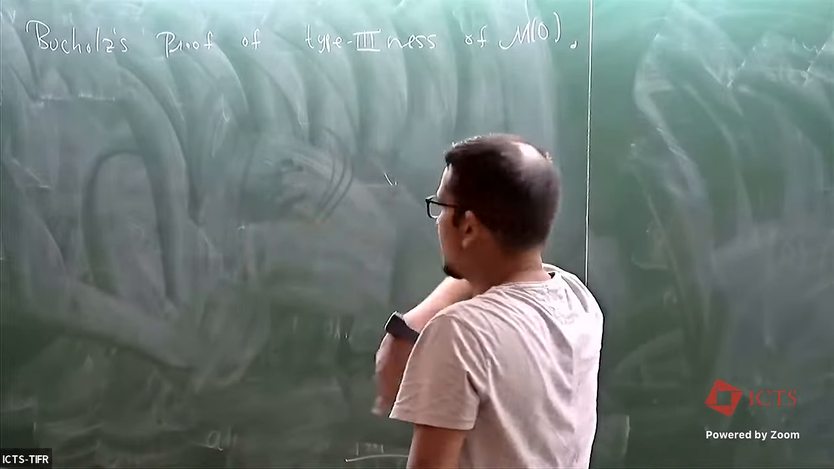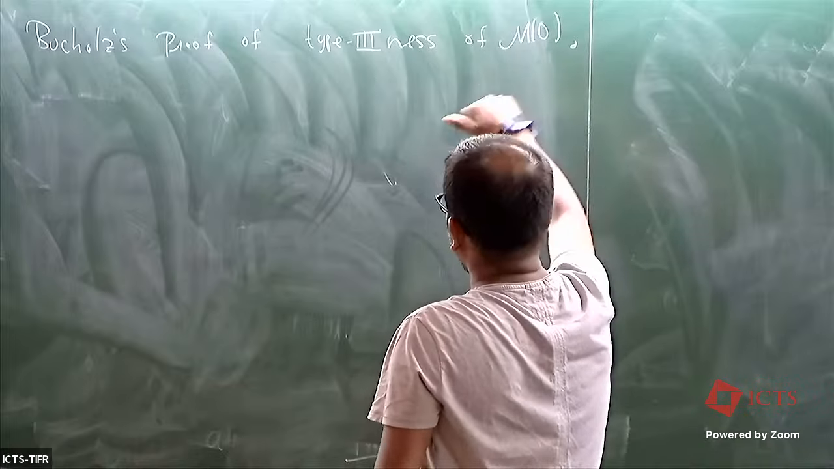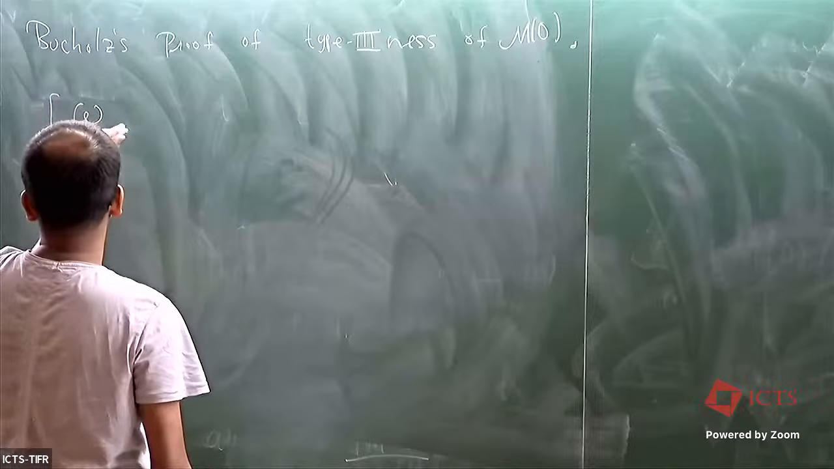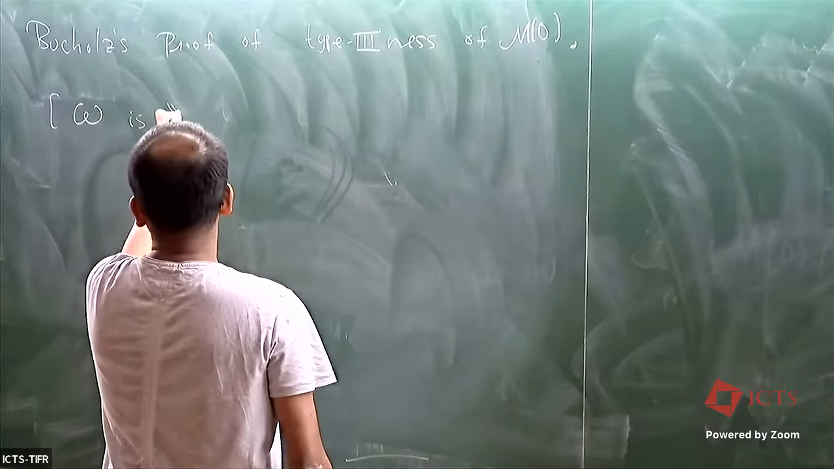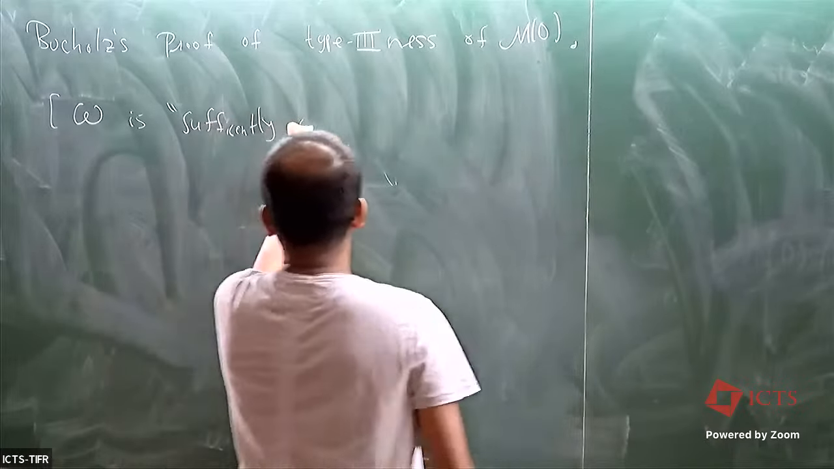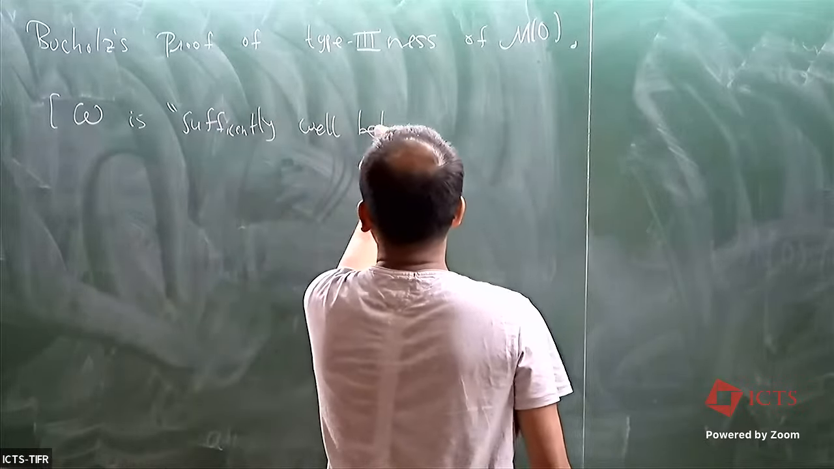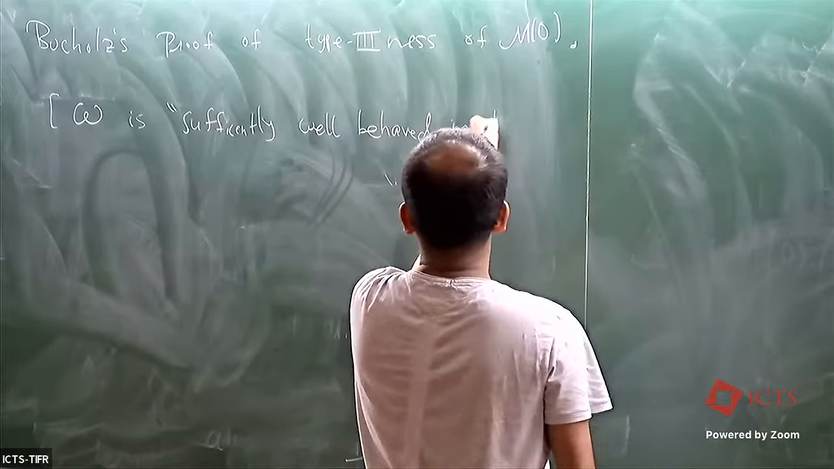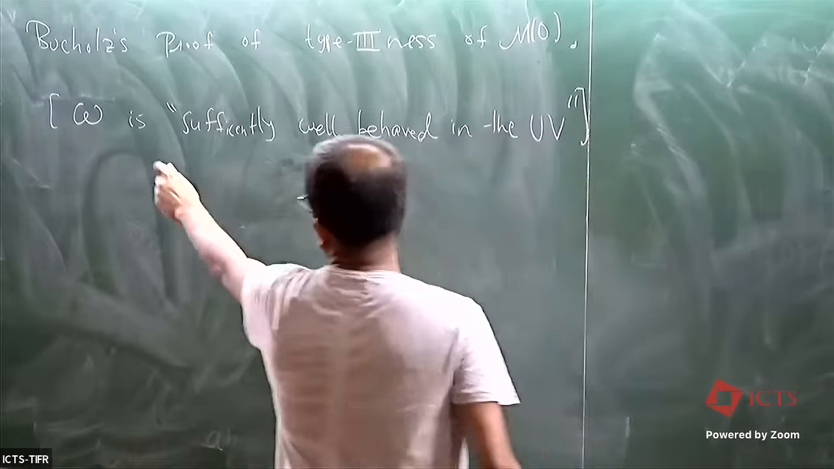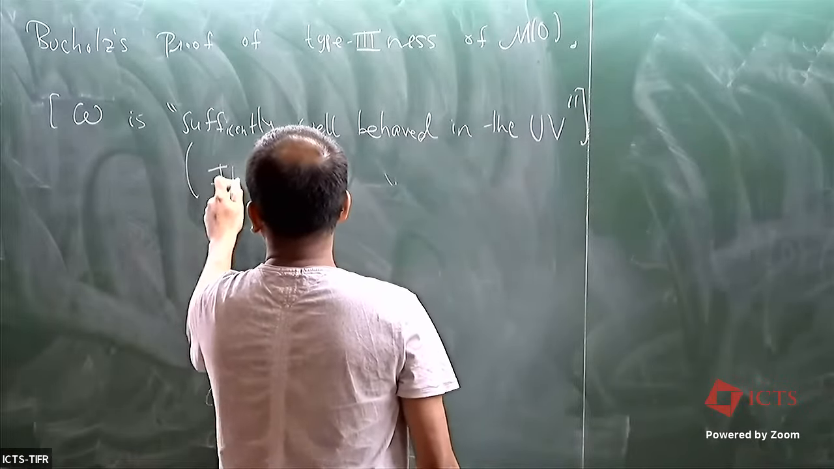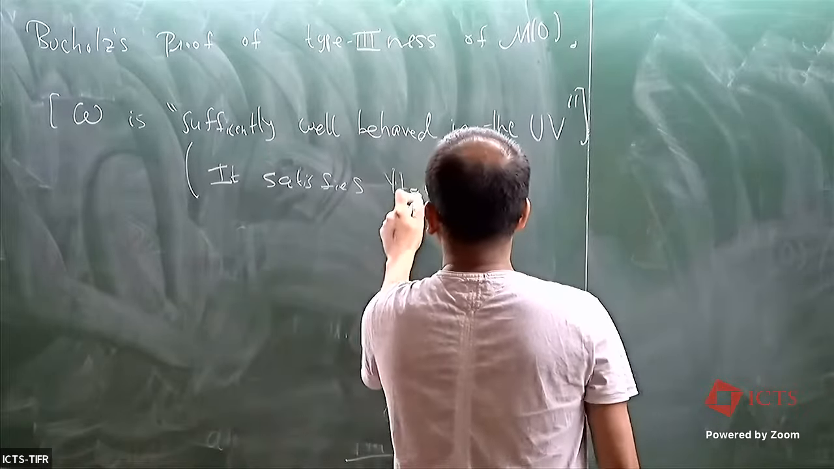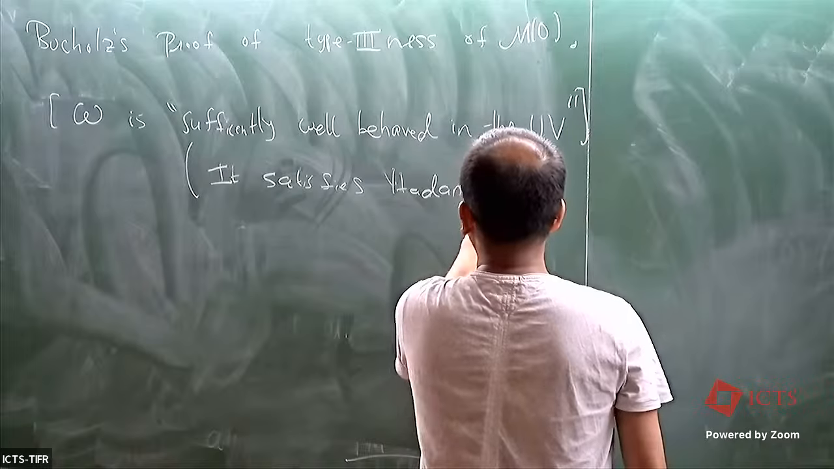Of course, the proof has later been developed by relaxing this assumption, but his proof also assumed that the omega we started with is, and I will explain what I mean by this, sufficiently well behaved in the UV, or what is often called, it satisfies the Hadamard condition. So I will now write what this condition is.